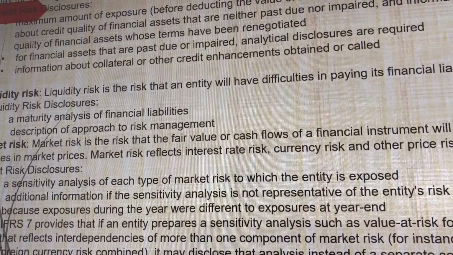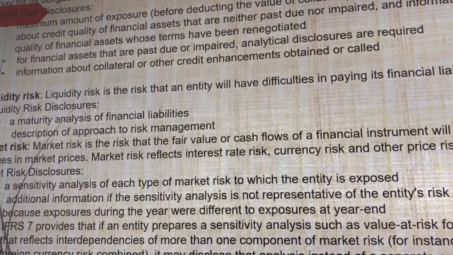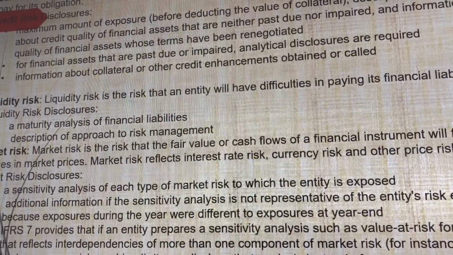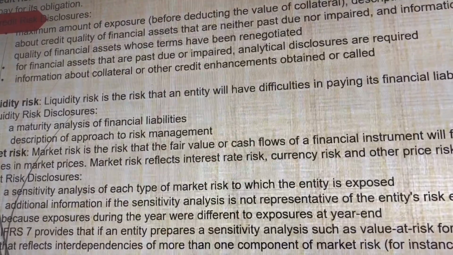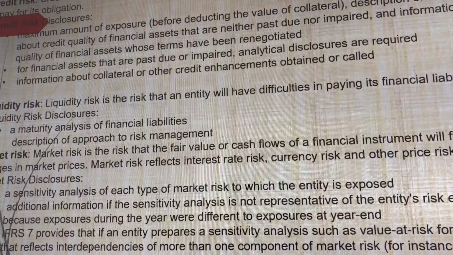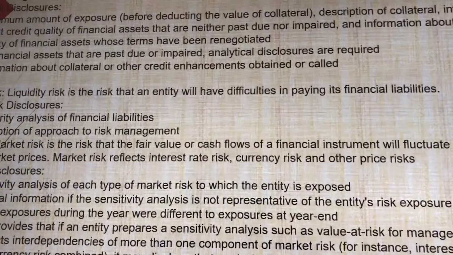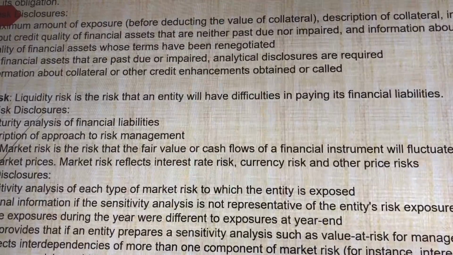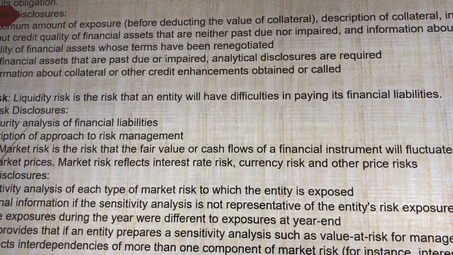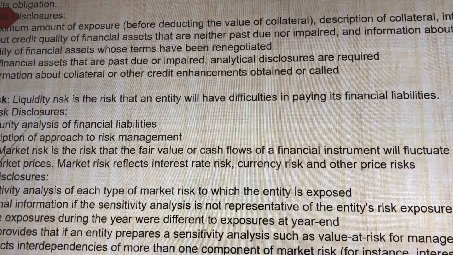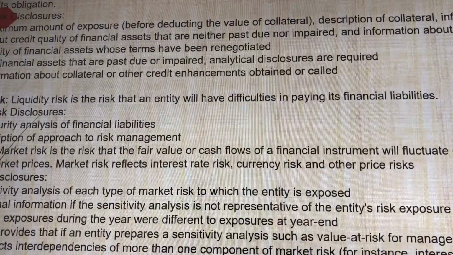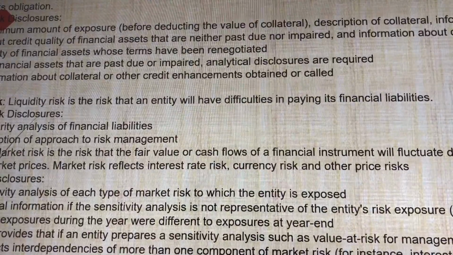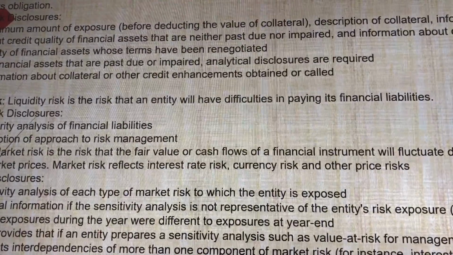The credit risk. This is the risk that one party to the financial instrument will cause a loss for the other party by failing to pay its obligation. That is, the amount of disclosure describes the collateral, those that were not able to pay, and also the financial assets that are past due or impaired. Analytical disclosures are required, and also information about the collateral or other credit enhancements.